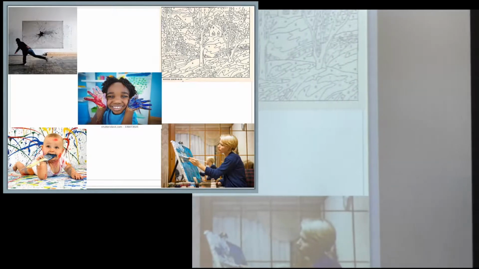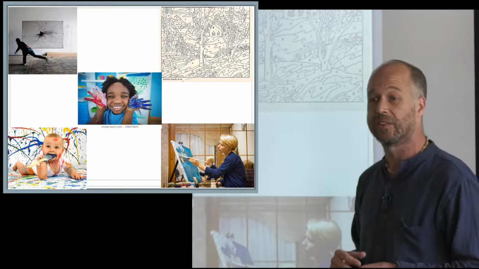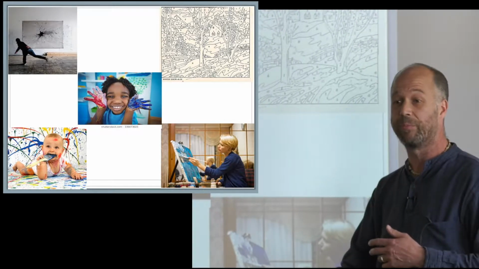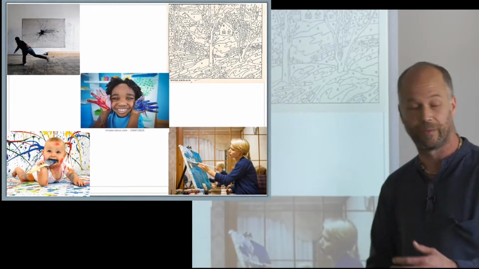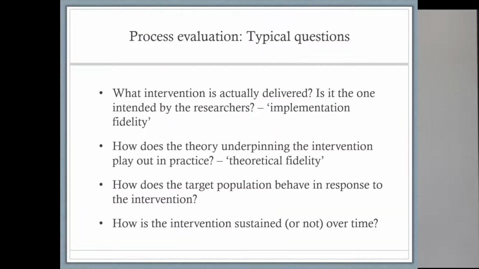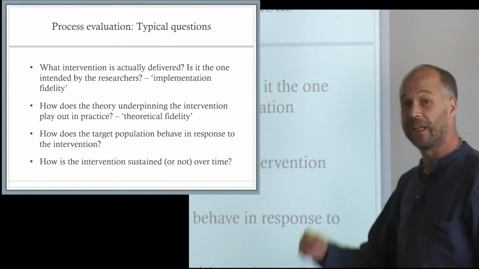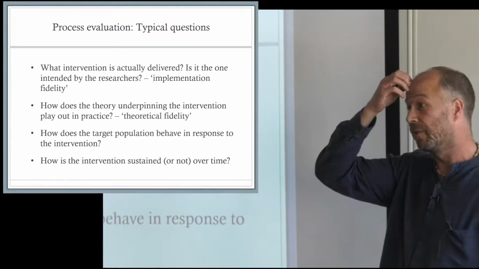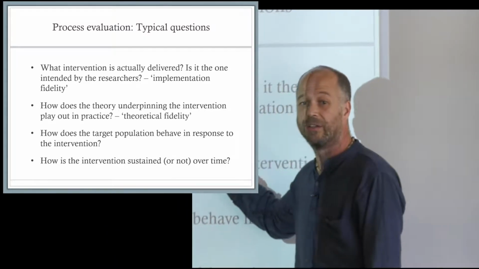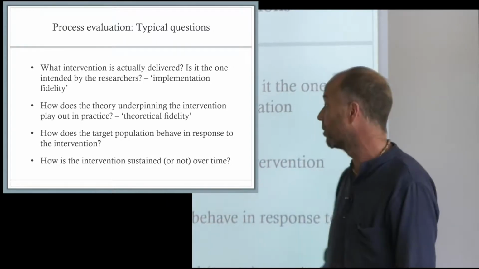And so it's about engaging with human responses. It's about understanding how your intention is then taken by the people you're trying to work with. And the more people you involve, the more complex it gets. So the sort of questions you ask in process evaluations are, what is the intervention that's actually delivered? Is it the one you thought it was, or is it something completely different? And this is what's called implementation fidelity. Is it the thing that says on the tin, so to speak?